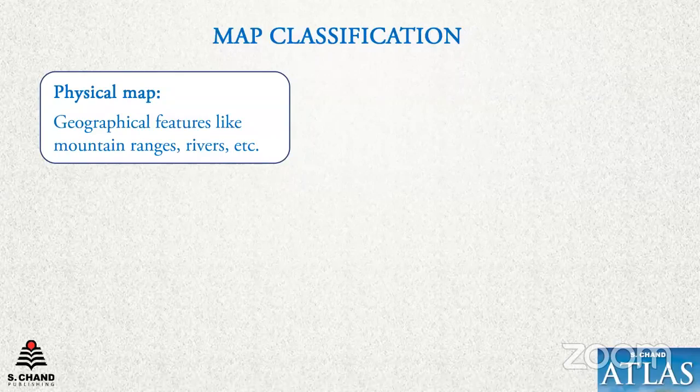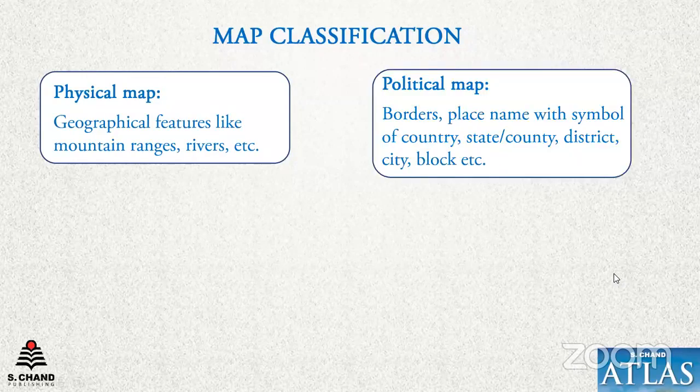So first is physical maps. Any type of geographical features you see around, any mountain ranges, rivers, valleys, hills, plateaus, whatever, if it is consistent to one map, is called a physical map. This is a very basic definition. Similarly, for political maps, any type of border, international border, country border, state border, even local block level border, if we are presenting it on the map, it is a political map, and place names with different types of colorful symbols you will see.